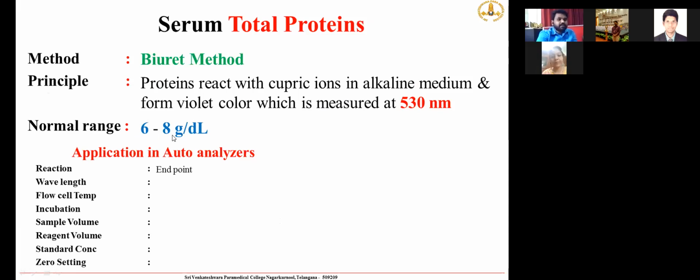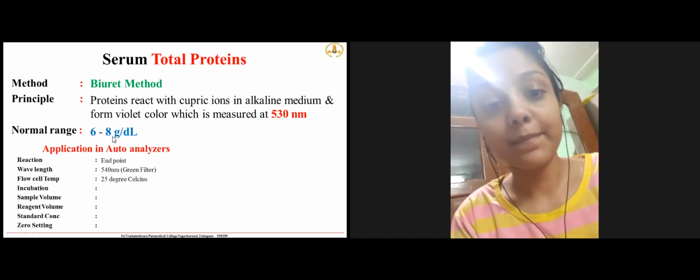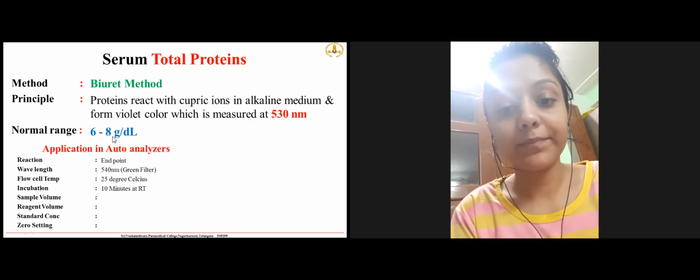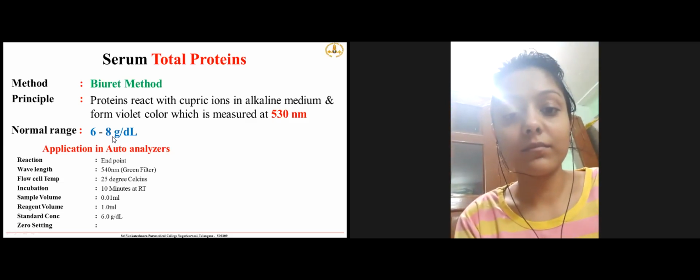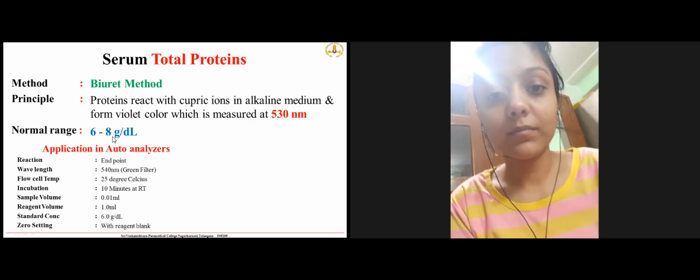The reaction is endpoint, you have to select it, and the wavelength is 540 nanometers, which is a green filter. The flow cell temperature should be 25 degrees centigrade, the incubation time is 10 minutes at room temperature, the sample volume should be 0.01 ml, the reagent volume is 1 ml, and the standard concentration is 6 gram per dl. Zero setting you have to do with the help of reagent blank.